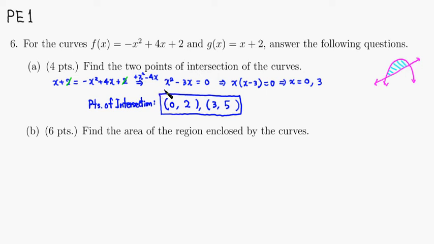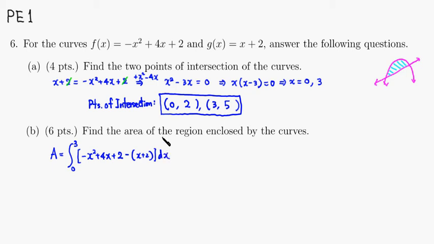Alright, now we can set up the integral for the area of that region. So area A is going to be, this point has x coordinate 0, so it's going to start from 0, and the other point has x coordinate 3. Then the top one is the parabola, so I have to write this first. Top curve minus the bottom curve, which is x plus 2. So this is the integral.